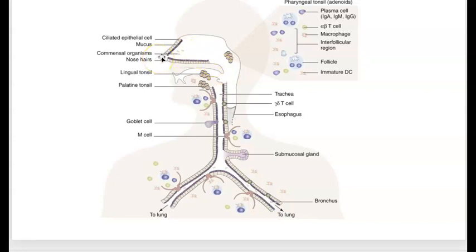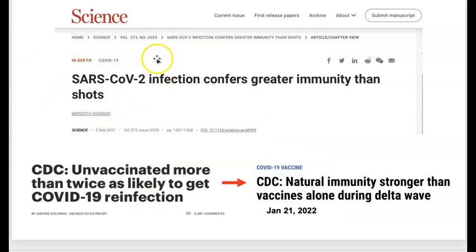But anyway, the point is that the natural immune response, if you happen to get infected, is, in my opinion, far more protective and far more important than vaccine immunity. And it's supported by papers such as this Science article, "SARS-CoV-2 infection confers greater immunity than shots." This came out, and a lot of people didn't want to pay attention to it because it went counter to the narrative, which was to get everybody vaccinated. Even the CDC at first started to say that vaccinations are way better than natural immunity, and now they've been forced to change their tune a little bit.